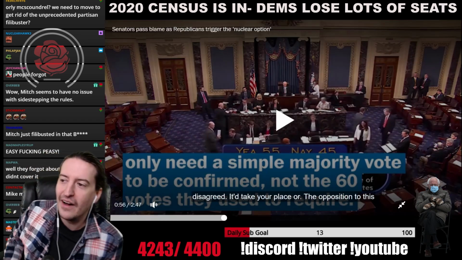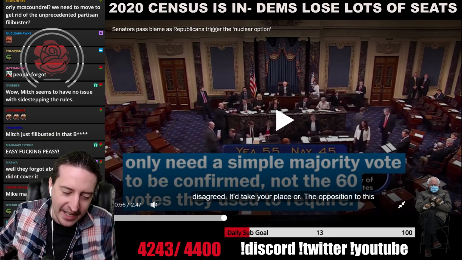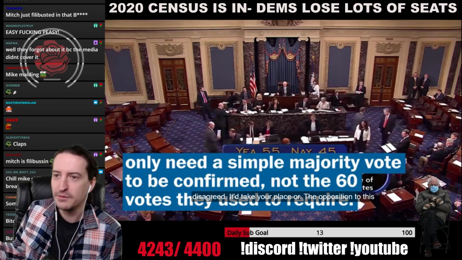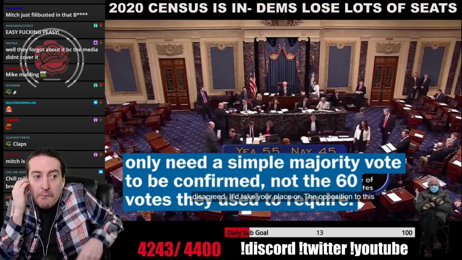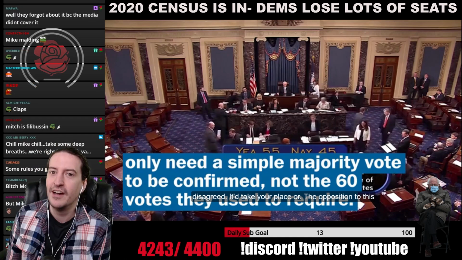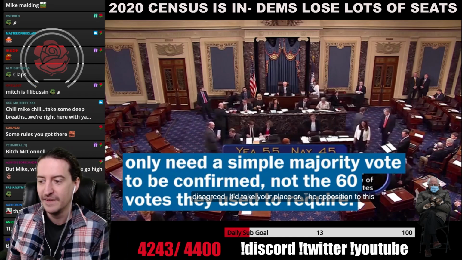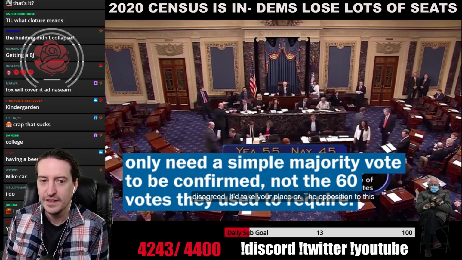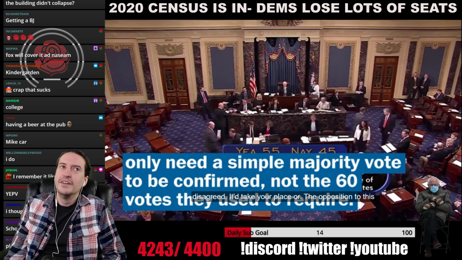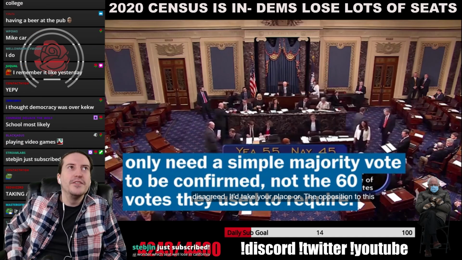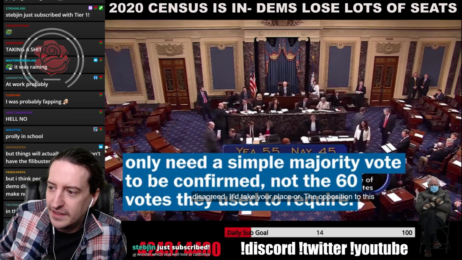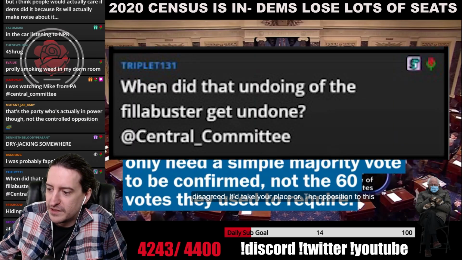Do you remember how angry? Where were you when the Senate overturned the filibuster under the Republicans? Do you guys remember where you were in that monumental moment of history? Oh gosh, man! When the Senate got rid of the filibuster to appoint Neil Gorsuch, I don't know. Who cares? When did that undoing of the filibuster get undone?